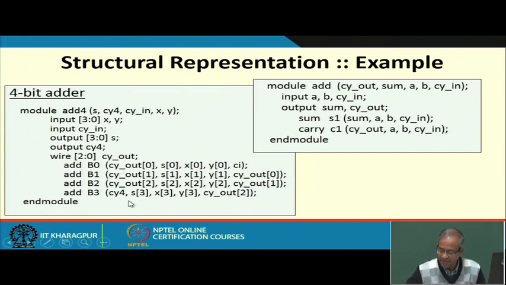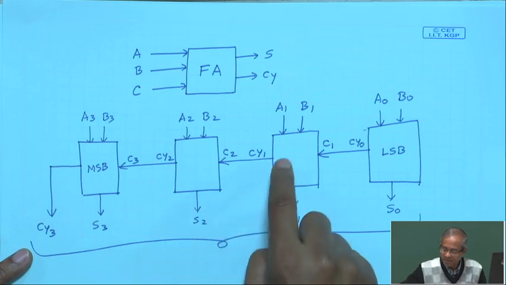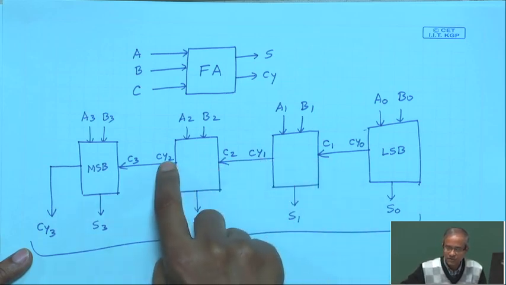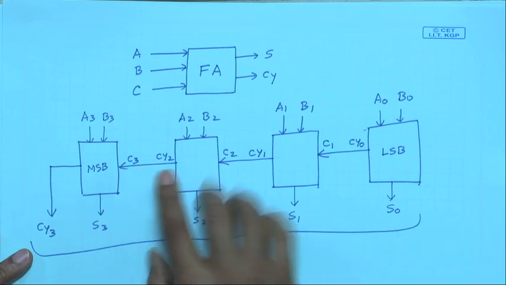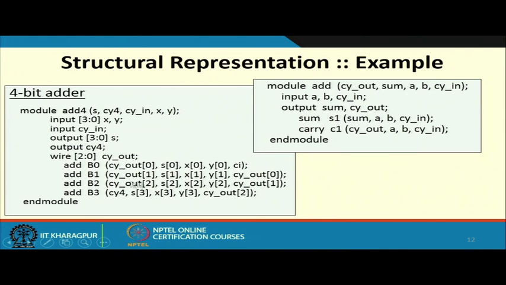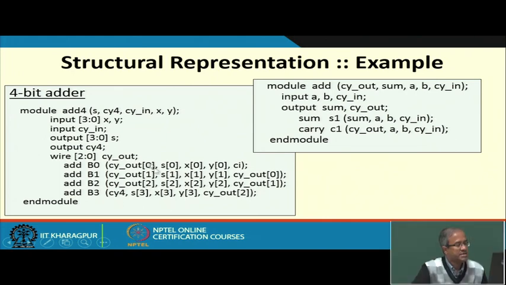So, as you can see here in this diagram once more, the output of one stage is coming as the input of the other. In the same way, here you can specify the variable names appropriately, so that this interconnection can be specified. Now, you see this is still not a complete description, because we have not yet defined sum and carry.